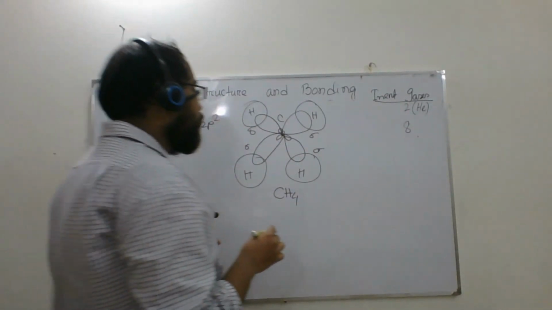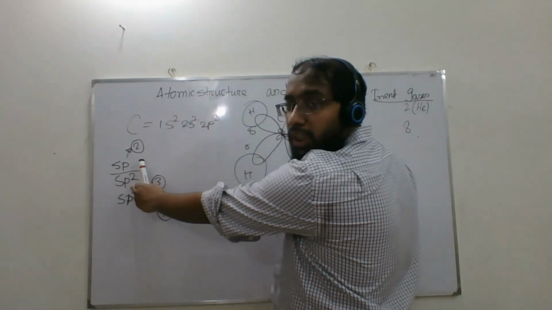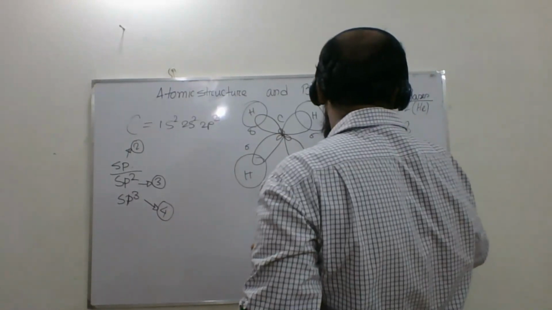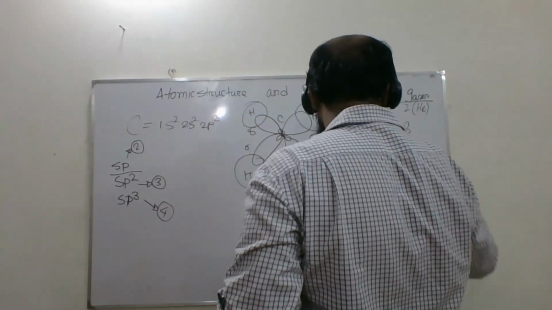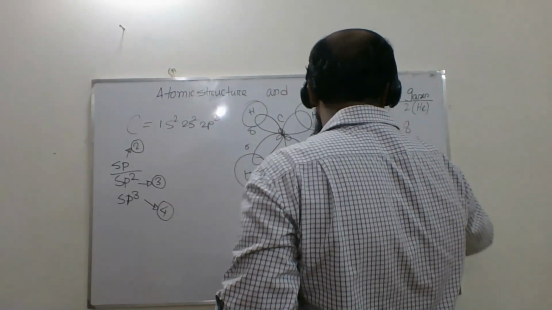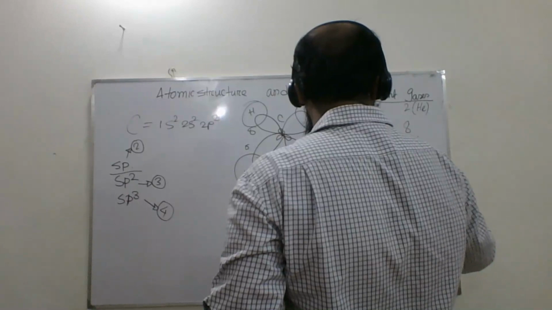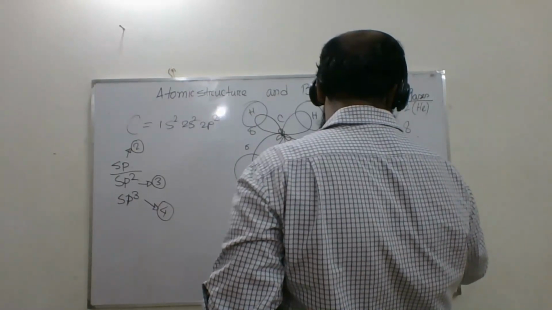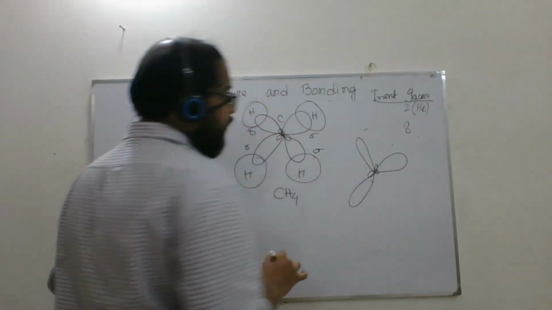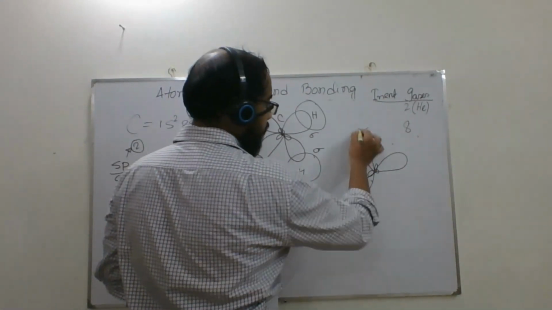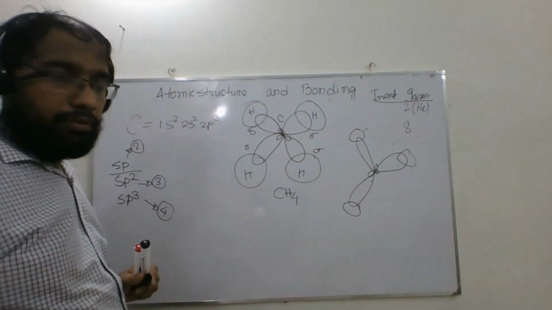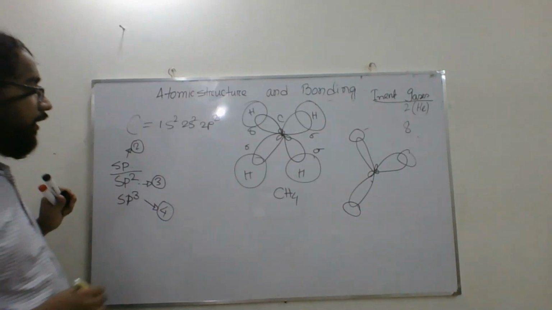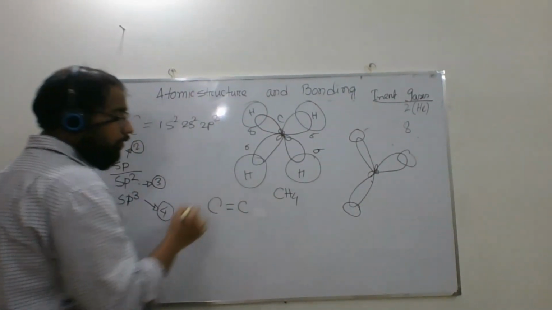Now for sp2, that means we have 3 different hybrid orbitals. So if it is 3, like these 3, that means there will be 3 different sigma bonds. Now who is sp2 hybridized? sp2 hybridization is the carbon-carbon double bond.